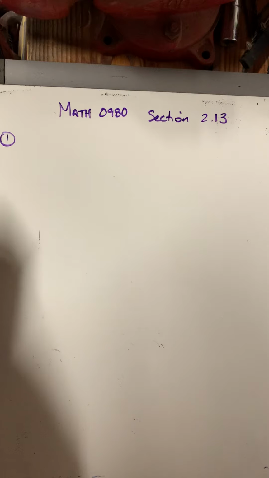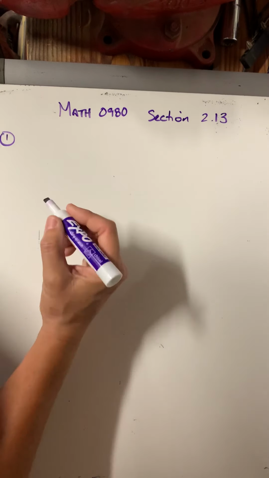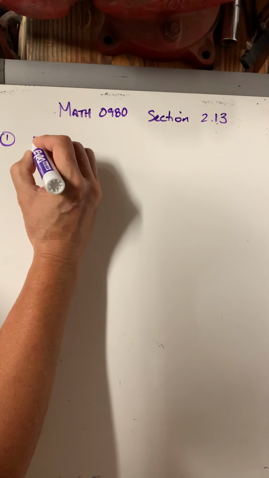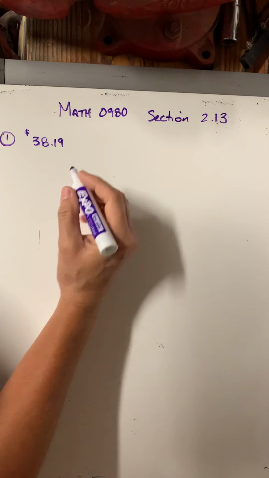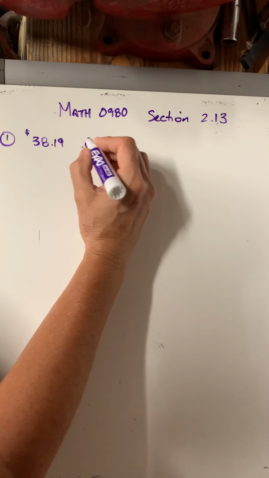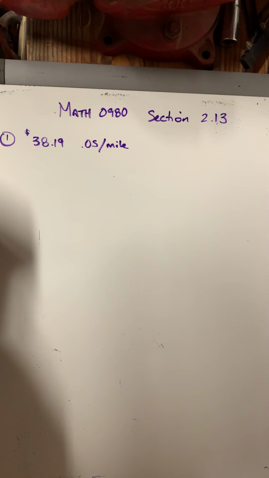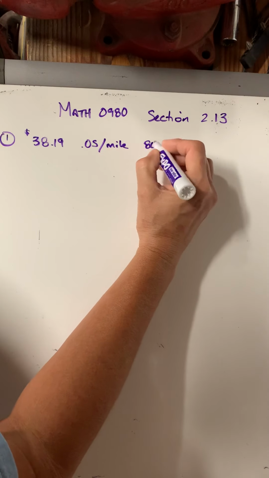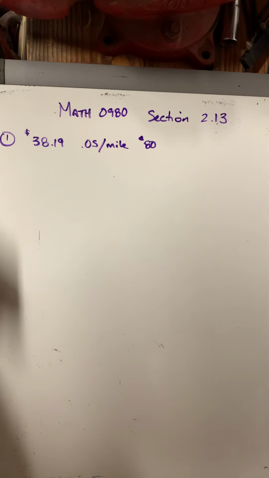All right, so question 1, mine says Value Rent-A-Car rents a luxury car at a daily rate of $38.19. That's how much you pay each day. And then plus 5 cents per mile. A business person is allotted $80 for car rental each day, so they get $80. How many miles can the business person travel on the $80?